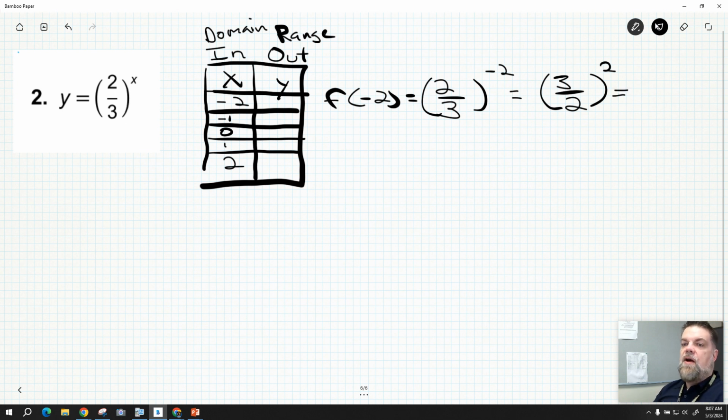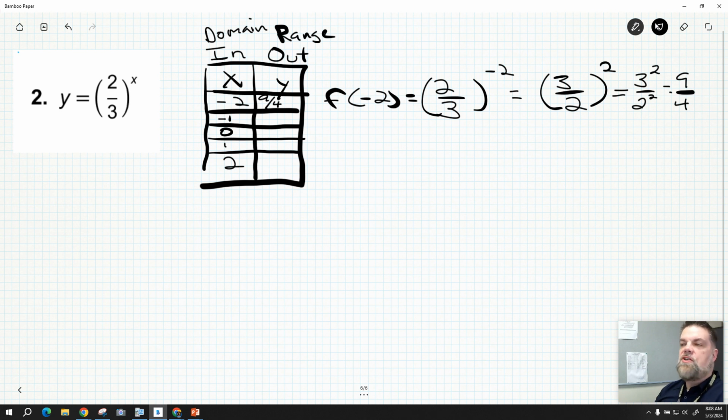Okay? Now when I do that, that's the same as 3 squared over 2 squared. What's 3 squared? 9. What's 2 squared? 4. Okay? So the fraction for this thing is 9/4. Some of you guys plugged it in your calculator. What is 9/4 as a decimal? What'd you guys get? 2.25, right? How many of you guys got 2.25?